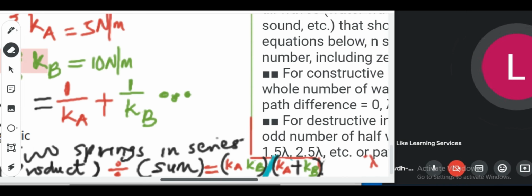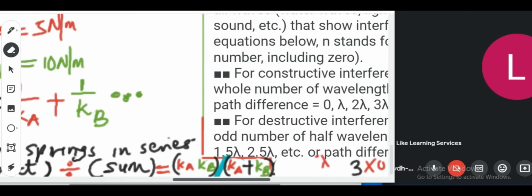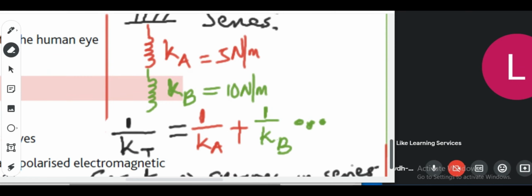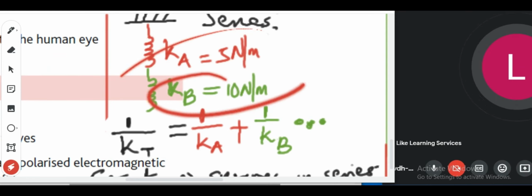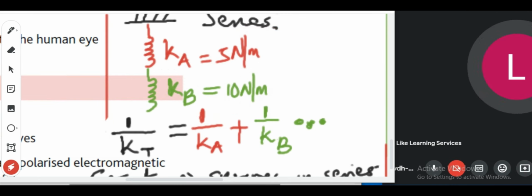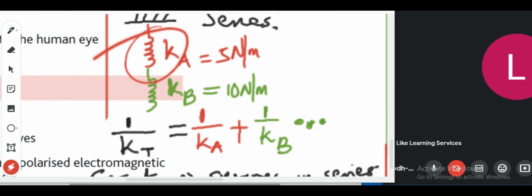will always be smaller than the smallest, or it will be smaller than even the smallest spring constant. In other words, the spring will become less stiff. When you connect springs in series, it becomes less stiff because the spring constant gives an idea of the stiffness. The bigger the spring constant, the stiffer the spring.